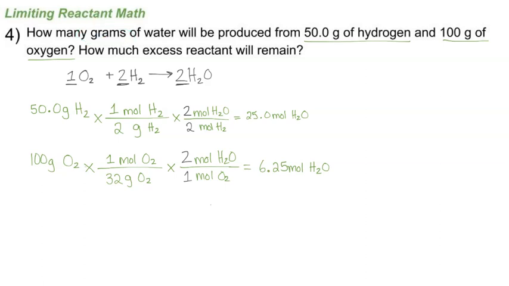Okay, so let's label our limiting and excess reactants. Right away, the one that produces less is the oxygen. So right here, this is our limiting reactant. And then the reactant available in excess would be the hydrogen. So we'll cross off this 25 moles of H2O because we know we won't be able to produce that many. We'll be cut off by the oxygen running out once we have 6.25 moles of H2O. Now I'm going to take those moles and convert to my desired unit of grams. So we'll take our moles of H2O and convert to grams of H2O.